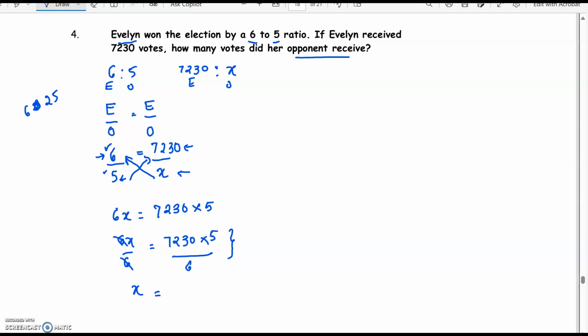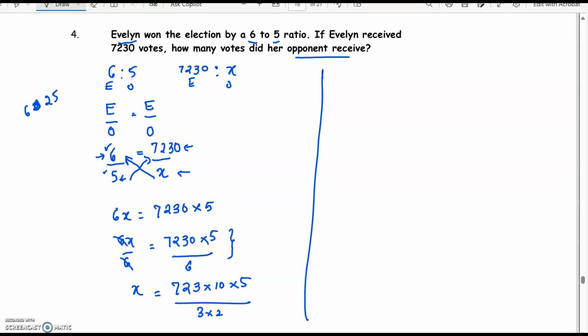So we have 6 in the denominator. So let's see, 723 times 10 times 5 divided by 3 times 2. So I know 2 goes into 10. And remember that every step is an equation. Don't skip anything. Just write down both sides of the equation. Go vertically down. That's the best way to be organized.